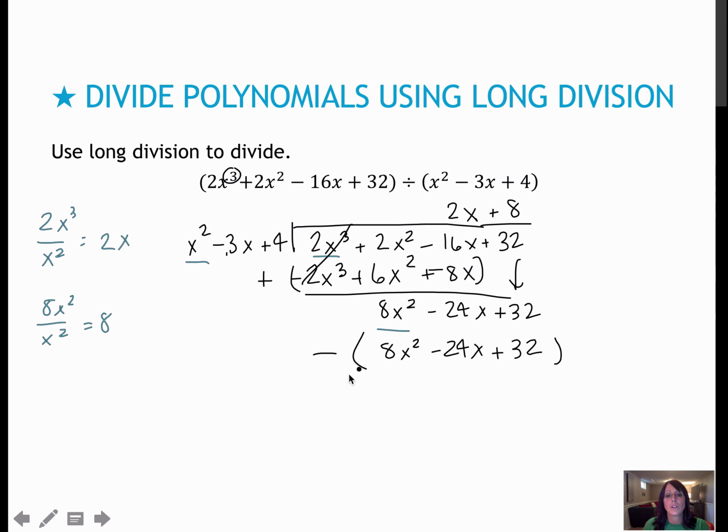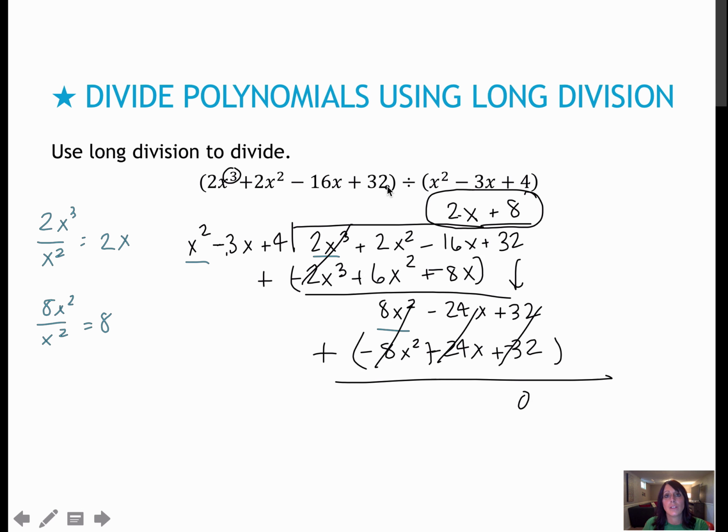And this will be our first example where when I add the opposites, I end up with a remainder of 0. So that's kind of exciting because what that tells us is that 2x plus 8 is a factor of this polynomial, as is x squared minus 3x plus 4. Those are factors of this polynomial.